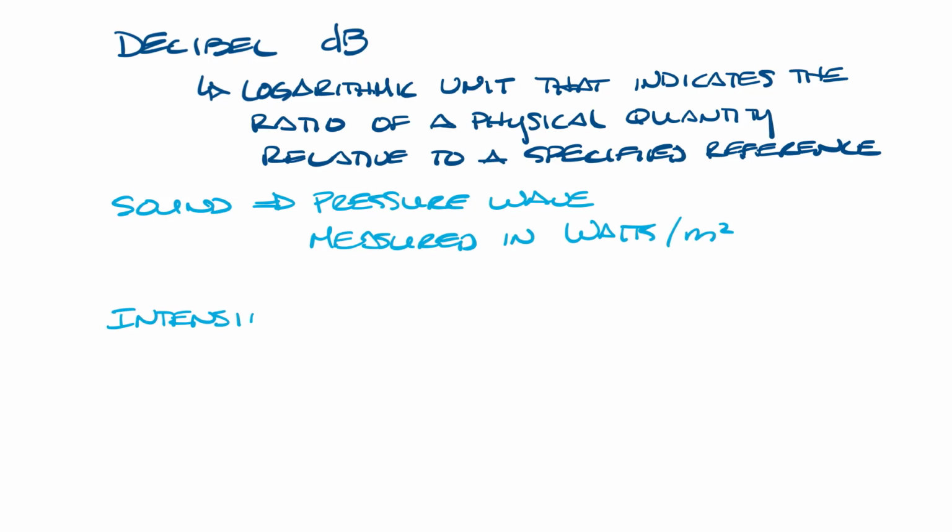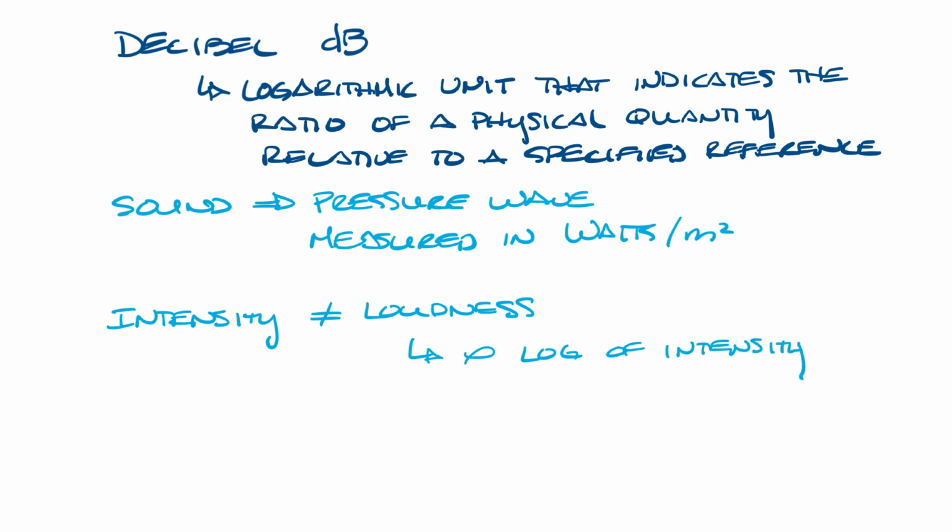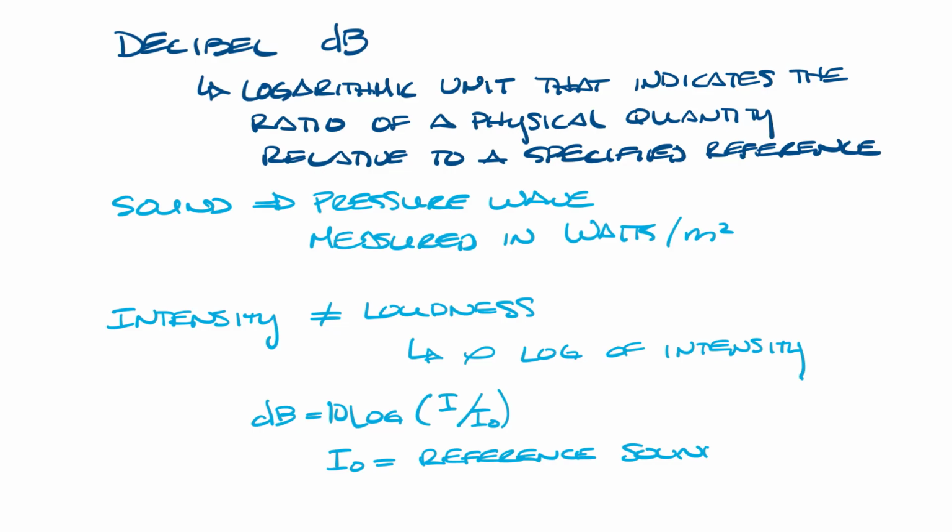The intensity of a sound is different from the loudness of the sound as perceived by our ears. The perceived loudness of a sound is not proportional to the intensity of the sound. It's more proportional to the log of the intensity. This is where the decibel comes in. The decibel is a simple way to compare the loudness of two sounds. Technically, the decibel equals 10 log I over I naught, where I naught is the reference sound of 10 to the negative 12 watts per meter squared.